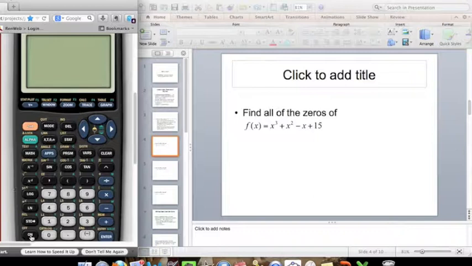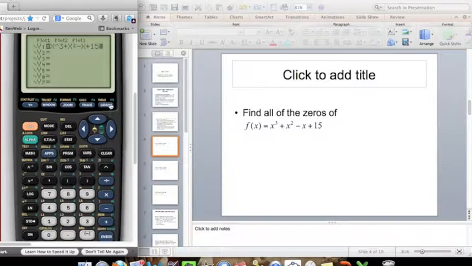So to start the problem, we start on the calculator. In the y equals, we want to graph the given equation. So go x to the 3rd plus x squared minus x plus 15.